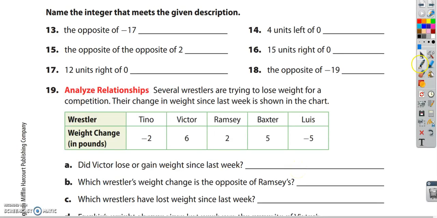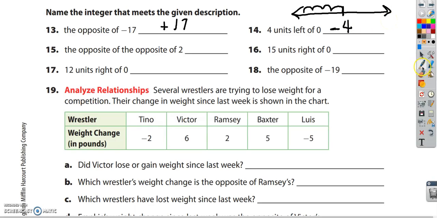13 through 18, the directions read, name the integer that meets the given description. That's a fancy way of saying write the number down that they're describing. So number 13 says the opposite of -17. Well, the opposite of that would be +17. Number 14 says 4 units to the left of 0. Now, if you've never thought about it this way, if you made a number line right here and you put 0 in the middle, the numbers that are to the left of 0 are negative. And if I go 4 units that way, it's going to be -4.